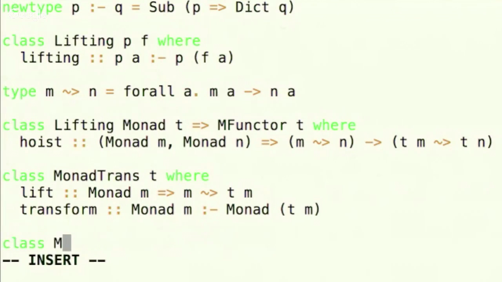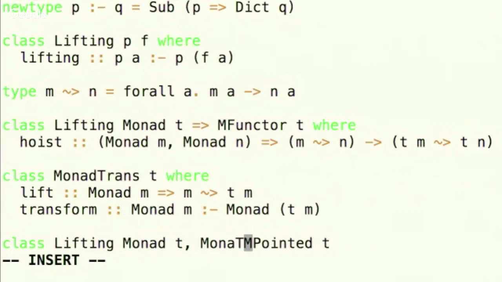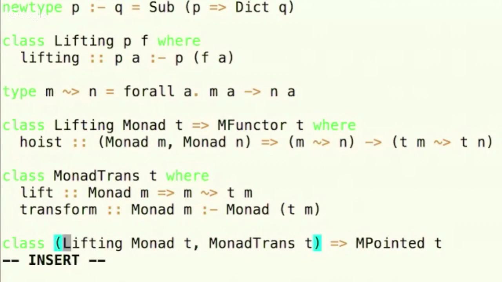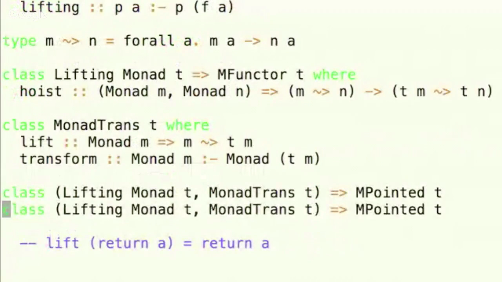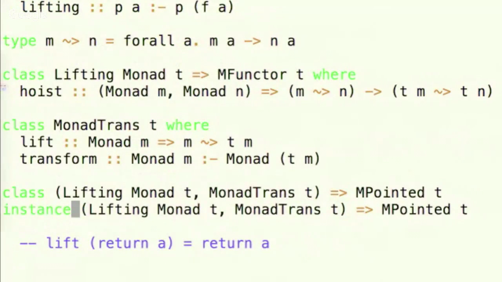So we can call this M pointed down here, which will be lifting monad T and monad trans T. It will be the sort of equivalent of the pointed functor class. We'll just say, hey, there's an instance.